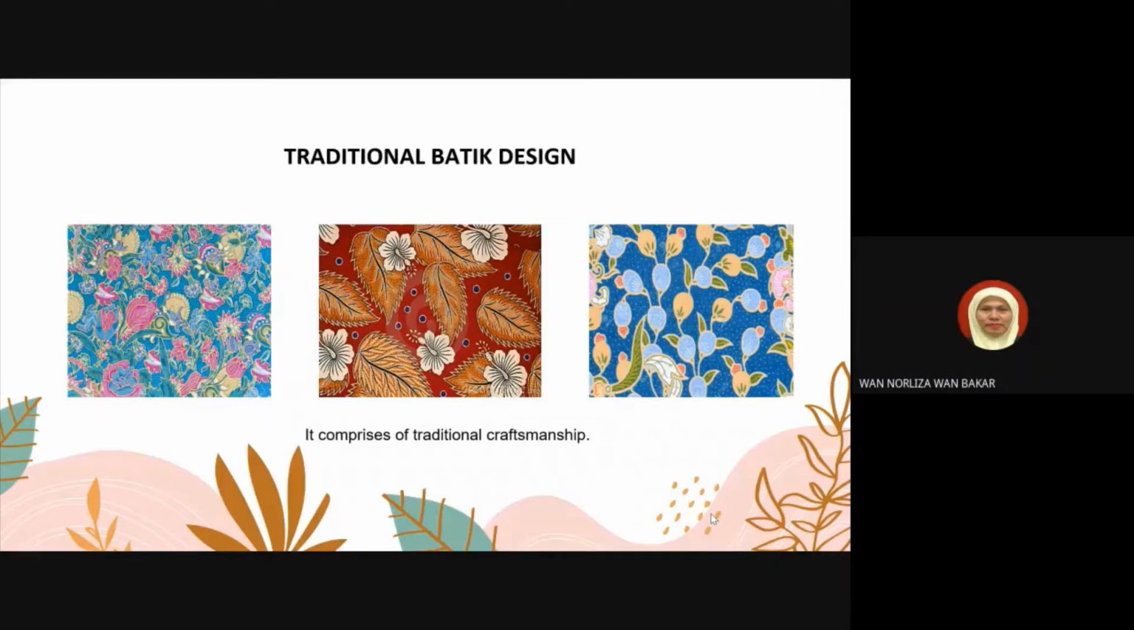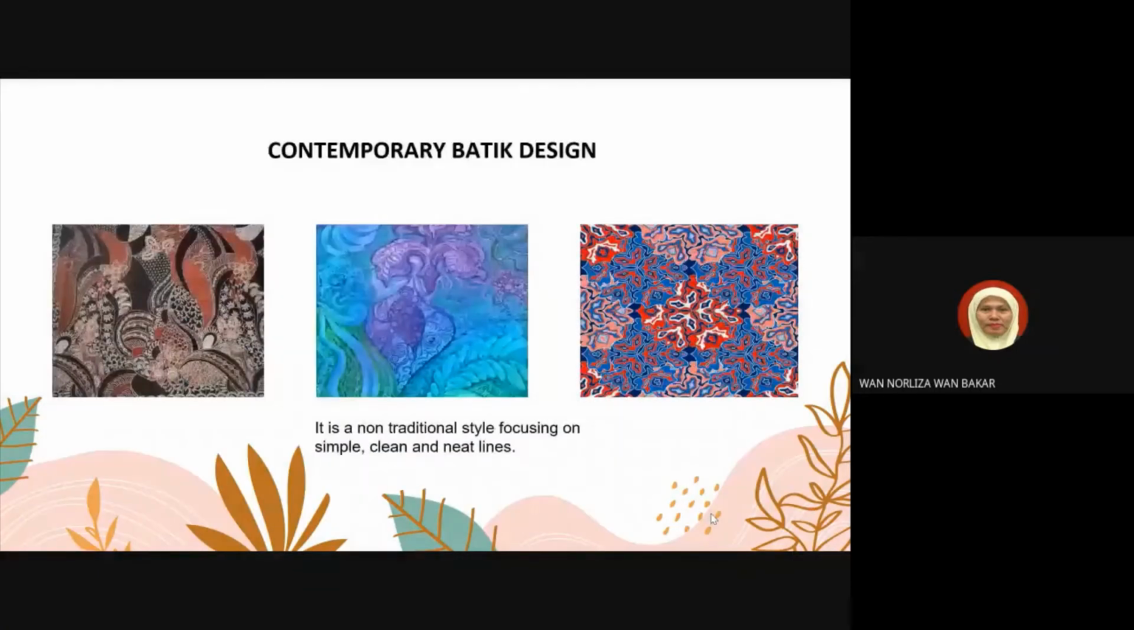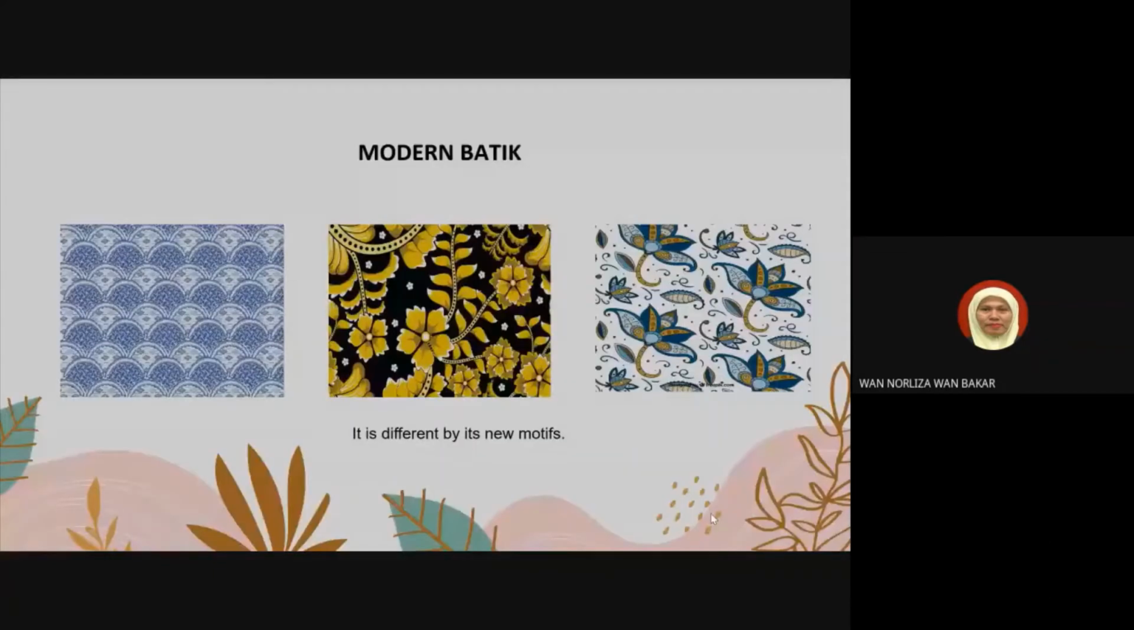So we can see this is traditional batik design. This comprises traditional craftsmanship. Secondly, the contemporary batik design is a non-traditional style focusing on simple and neat lines. And you can see the third one is modern batik. Modern batik is different by its new motifs.